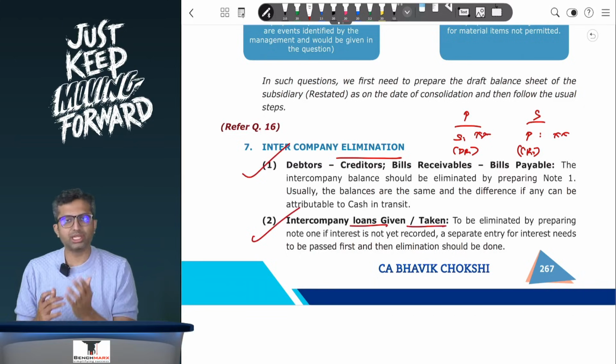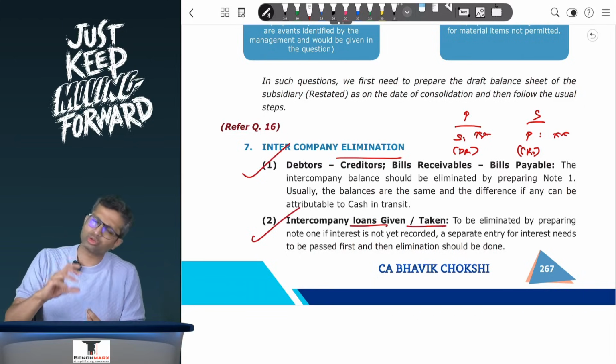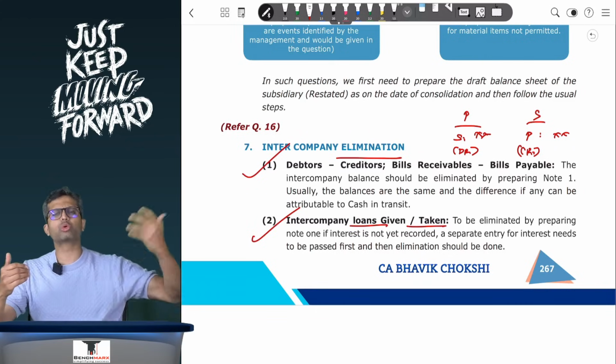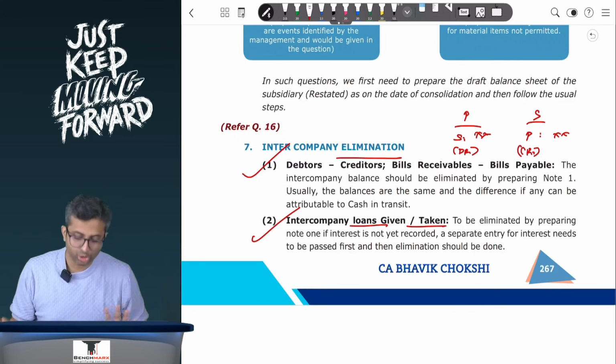Okay, there can be intercompany loans given and loans taken. Again, over here in the SFS, there will be loans, and there may be interest. So the loan along with interest, whatever is the balance, may appear as receivable in one of the books, and the loan along with interest will appear as payable in the other books. You will have to eliminate it.